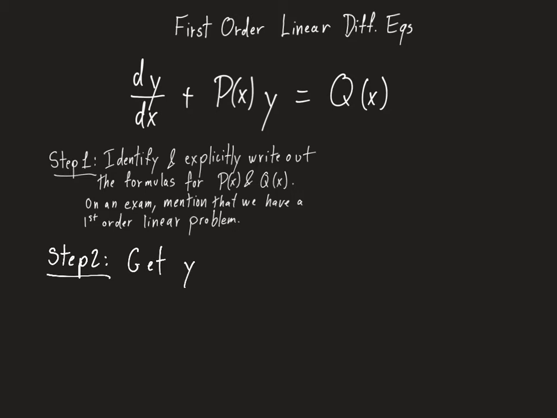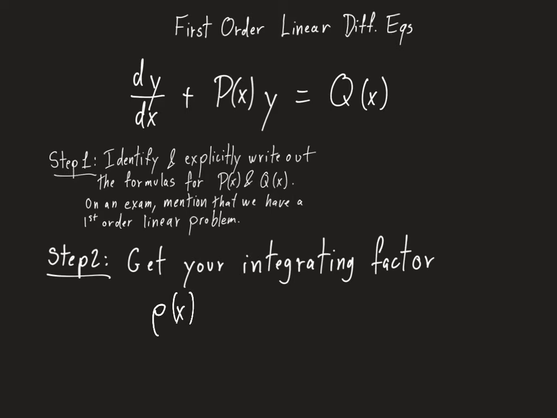is to get your integrating factor, which we call rho of x. This p-looking thing is actually the Greek letter rho. And our integrating factor rho is always going to be equal to e to the power integral, yes, this integral is in the power, of p of x dx. Okay, so far so good.